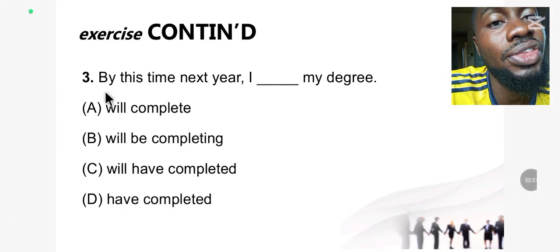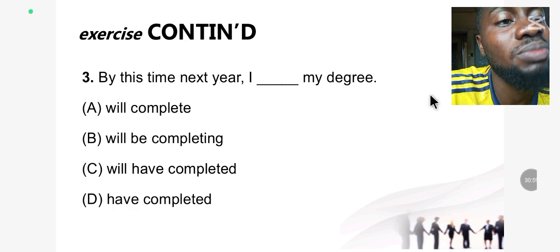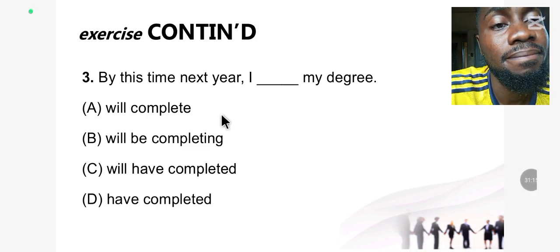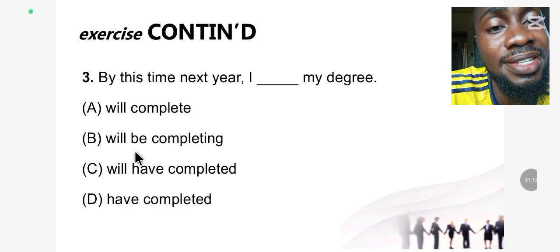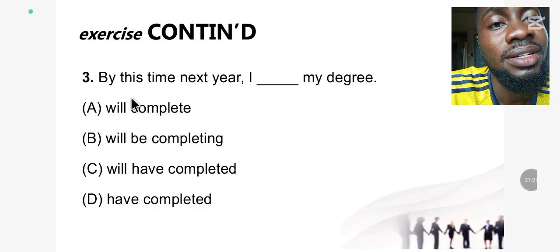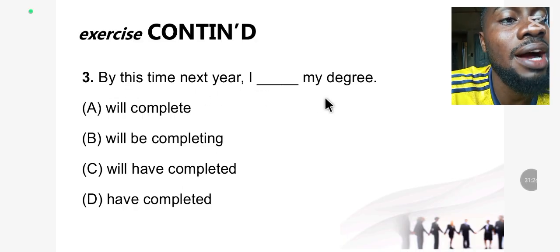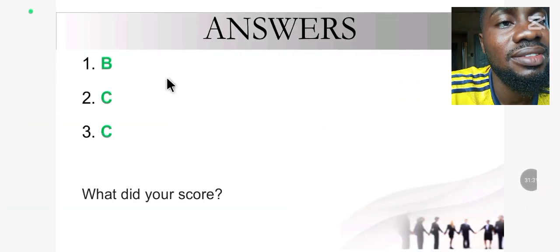Moving on. Number 3. By this time next year, I dash my degree. A, will complete. B, will be completing. C, will have completed. D, have completed. What's your answer? You answered right. The answer is C, will have completed. By this time next year, I will have completed my degree.